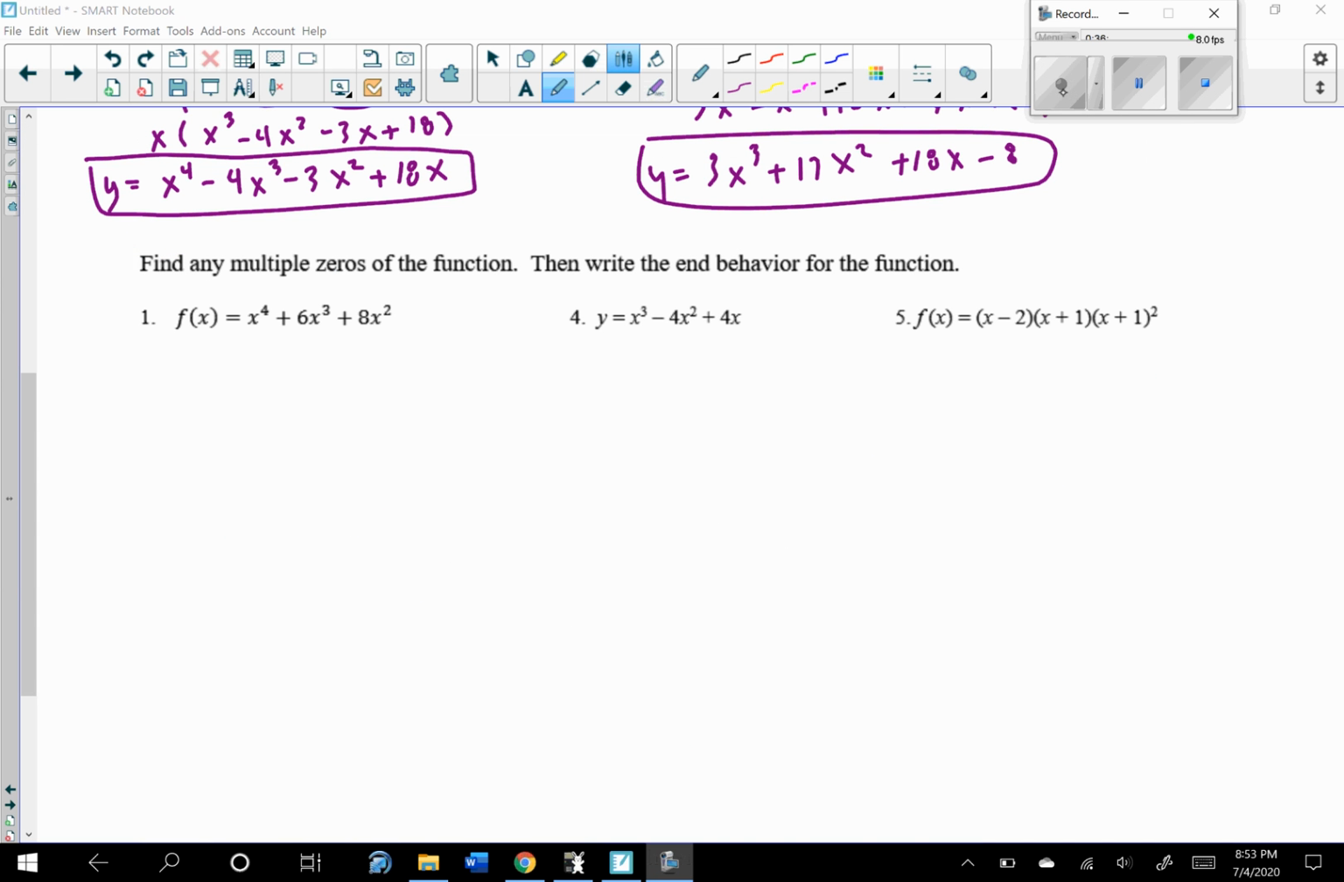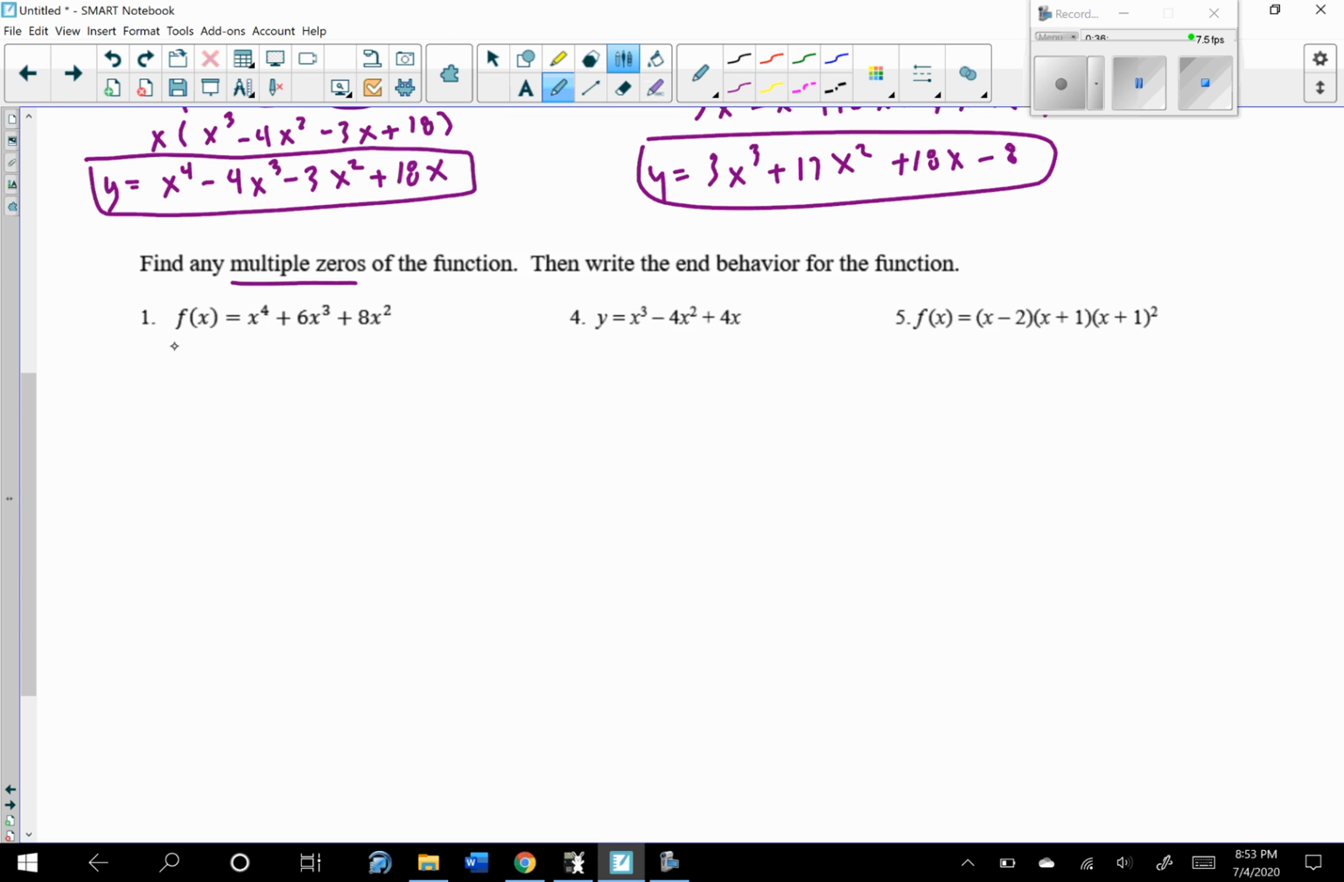So the next one says find any multiple zeros of the function, then write the end behavior of the function. If I want to find the multiple zeros of the function, these are in standard form for number 1, and this should be number 2, but it says 4. So these are in standard form, and number 5 is in factored form. So this one's the easiest. If we want to find the zeros, then we need factored form.